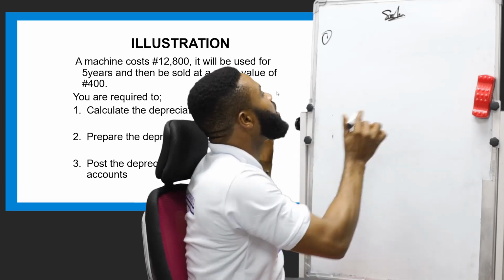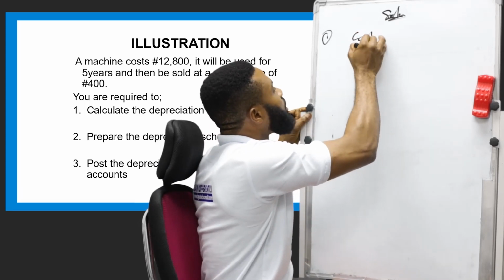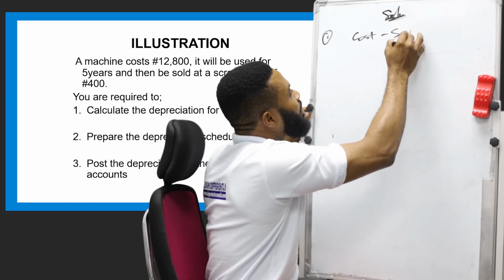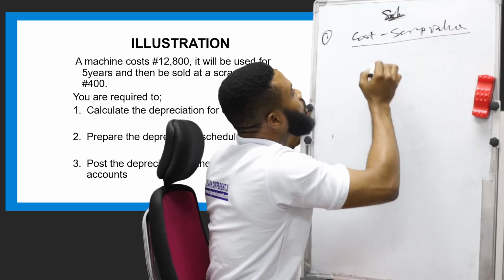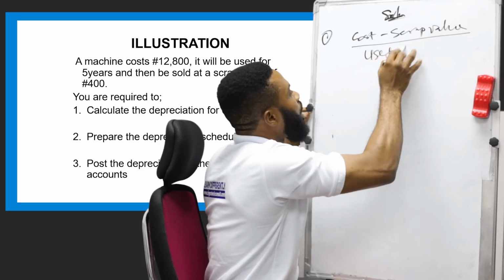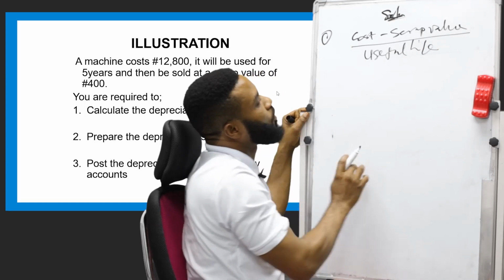The depreciation for each year is simply cost minus scrap value, all over useful life.